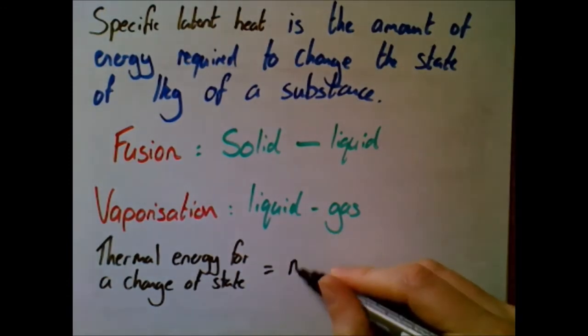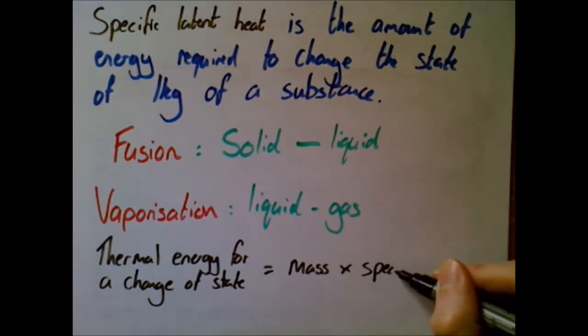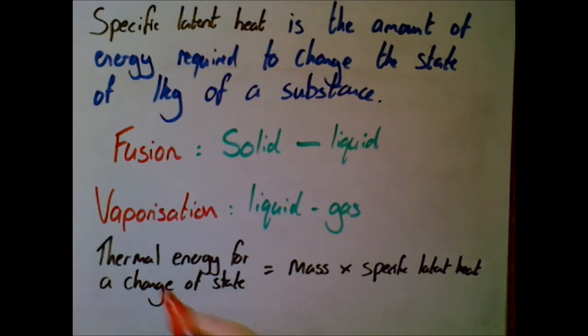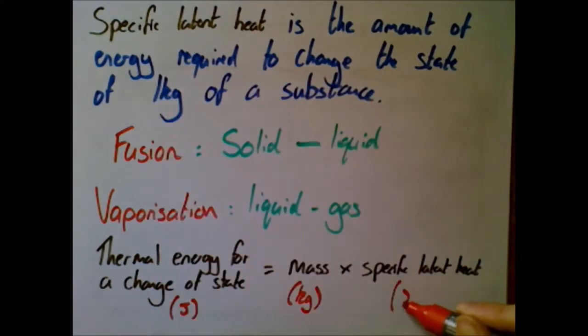Equals the mass of the object times the specific latent heat. Okay, now we can look at the units, and hopefully you already know that energy is in joules and mass is in kilograms, and so it shouldn't really come as a surprise that specific latent heat, if it's the energy required per kilogram, is measured in joules per kilogram.